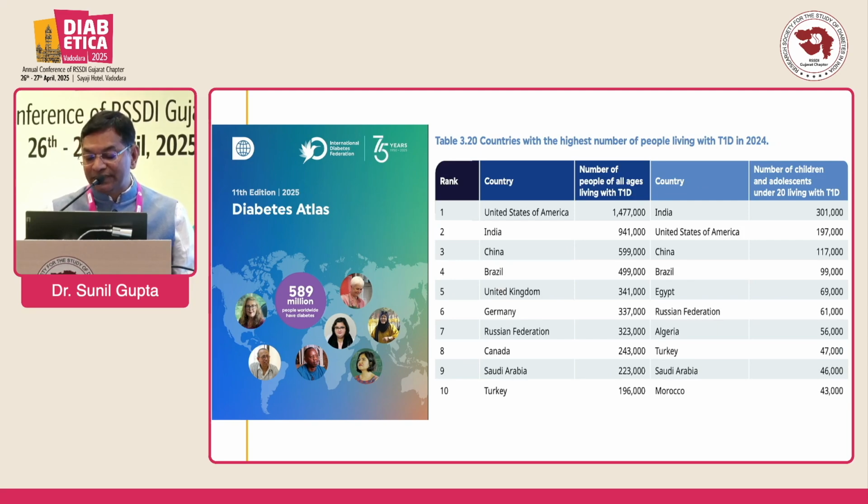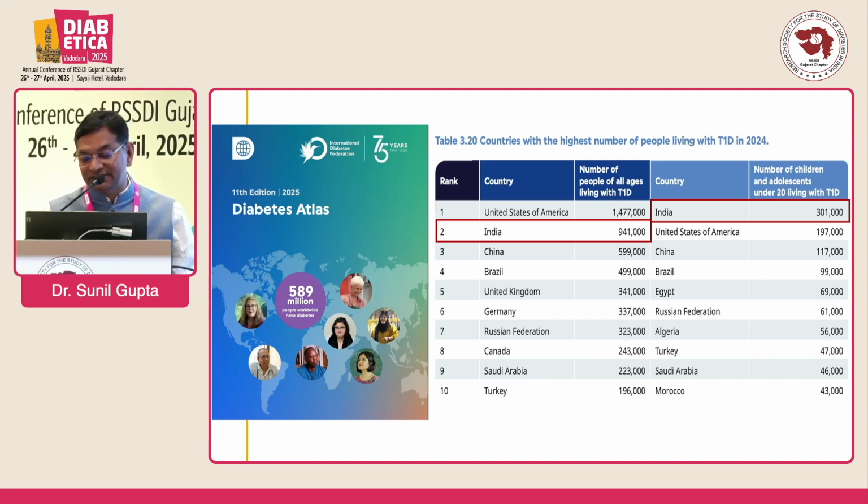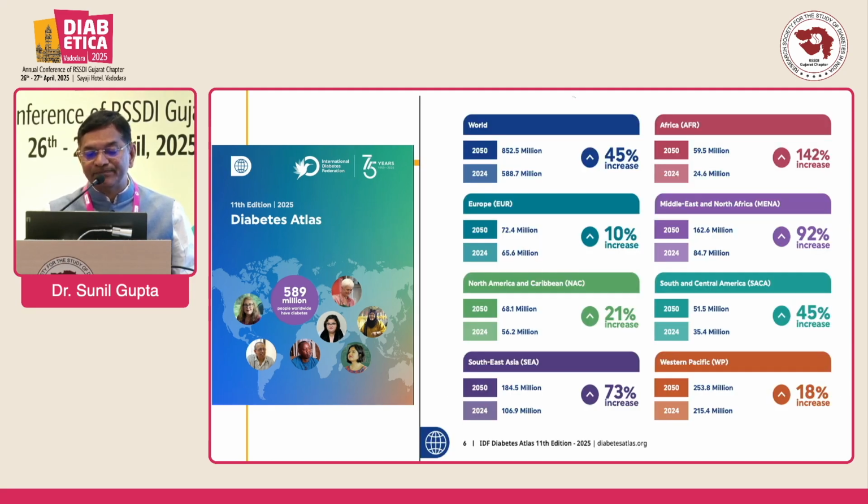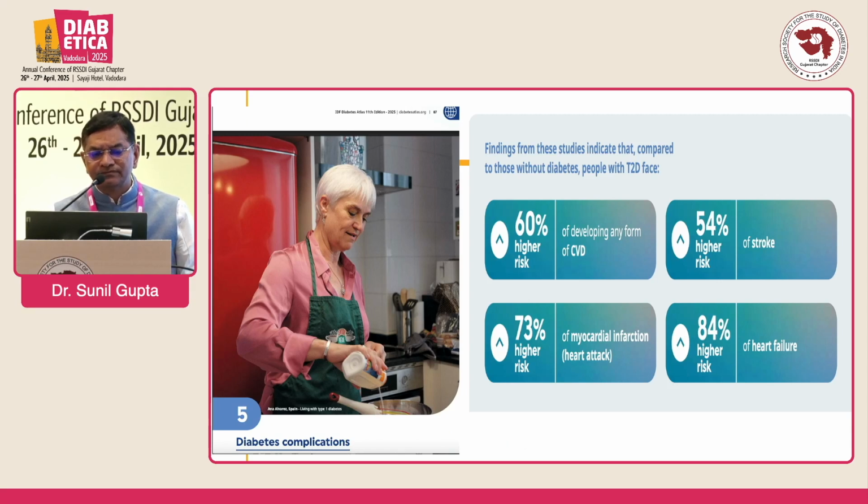When it comes to the burden of type 1 diabetes, again we are number 2, with around 9,40,000 patients, and an increase of almost 3 lakh children less than 20 years of age. So it's a big number and a big load we have when it comes to type 1 diabetes. In Southeast Asia, it is expected that in the next 15-20 years we will have almost 73% growth.